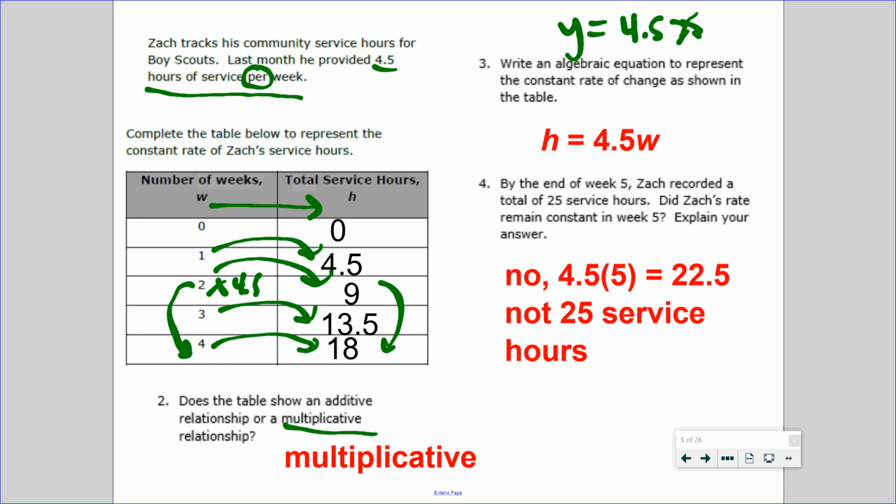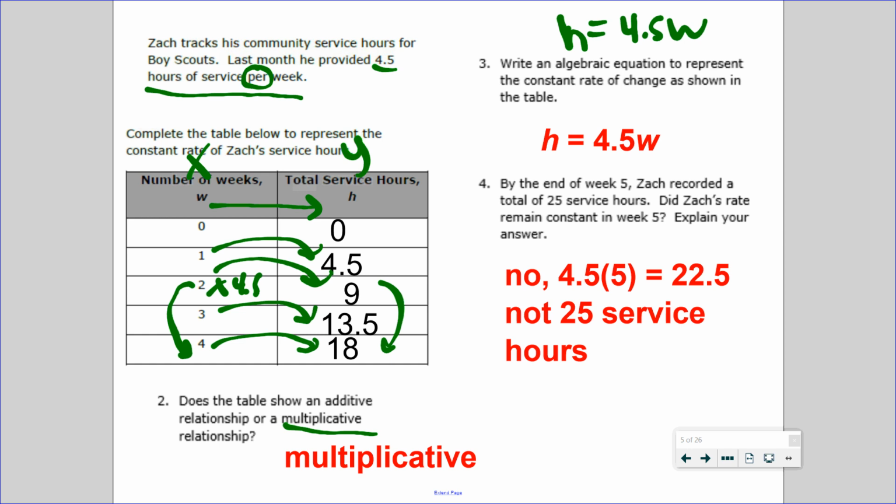Some of you may have written it as y equal 4.5x. You really need to use the variables they gave you, because this is x, this is y. So I'm going to erase this. Replace the x with week, so it's 4.5 times a week, and replace the y with h, so 4.5 times the number of weeks equals hours.